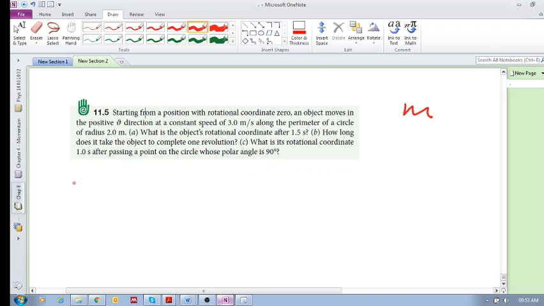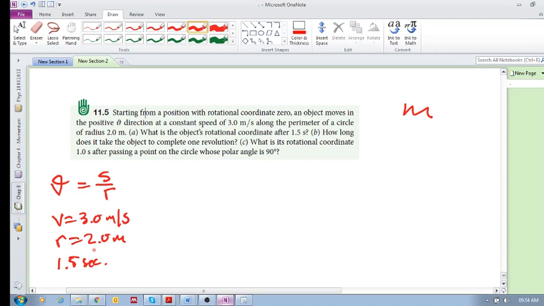Let's just write down a few things that we know. Well, we know that the rotational coordinate is given by S over R. That's your arc length, and R is your radius. We are given that the velocity is 3 meters per second. We're told that the radius is 2 meters. And we're told that this object is moving for 1.5 seconds.